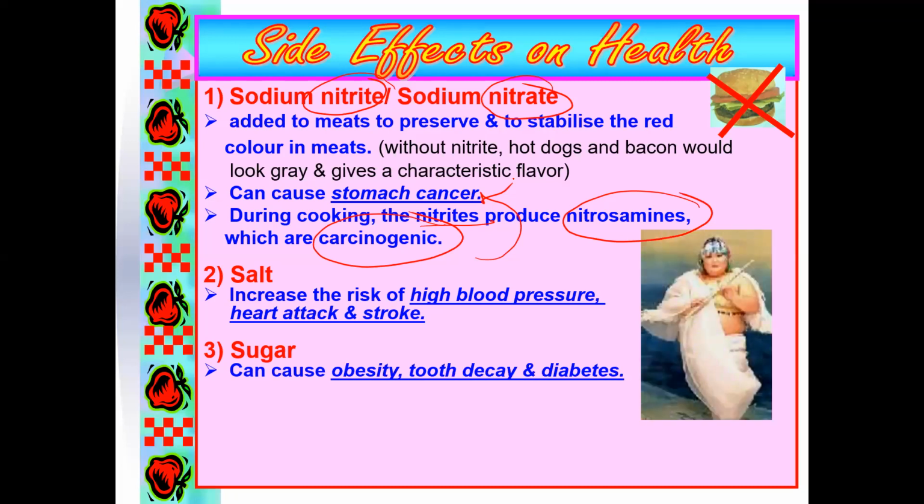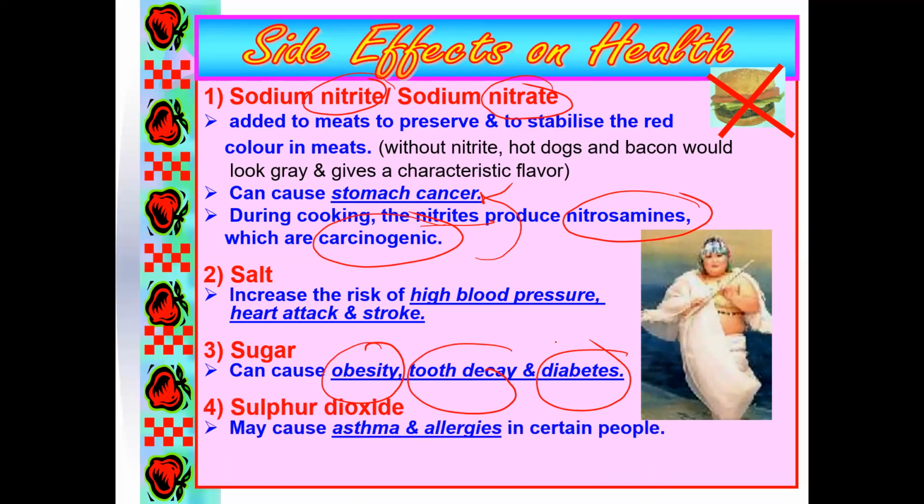Sugar, anybody who wants to look like this, go ahead. Okay, obesity, tooth decay, and diabetes. Okay, watch what you eat. Sulfur dioxide, if you take too much of it, you can get asthma, allergies in certain people. So you must find out for yourself. If you're always having asthma, allergies, watch what you're eating, check what you're eating.